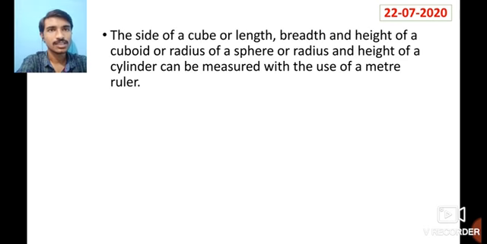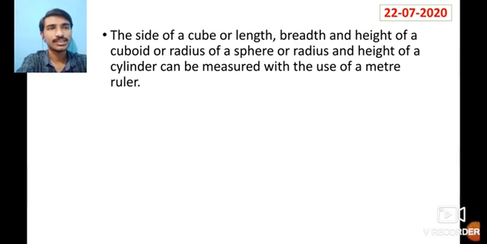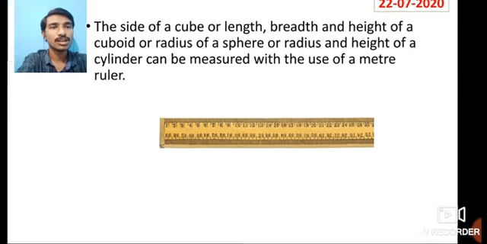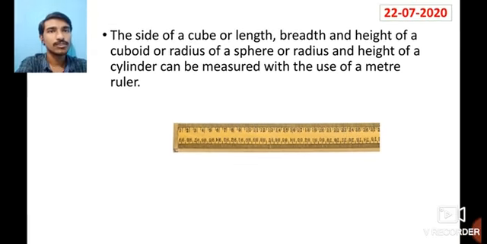Okay students. The side of a cube or length, breadth and height of a cuboid or radius of a sphere or radius and height of a cylinder can be measured with the use of a meter ruler. I have shown you cube, cuboid and cylinder. To measure this height, length, breadth, we will use a meter scale. You can see this is called a meter scale. From this we are going to measure the length, breadth and height of a cube, cuboid, radius of a sphere or radius of a cylinder.